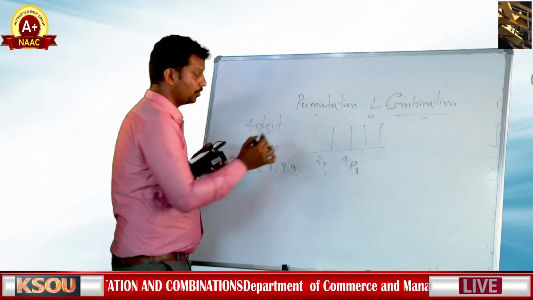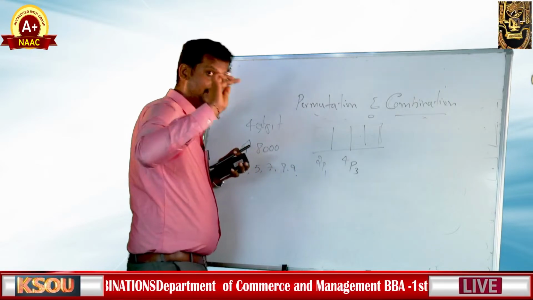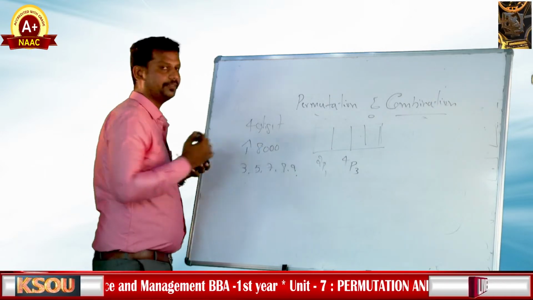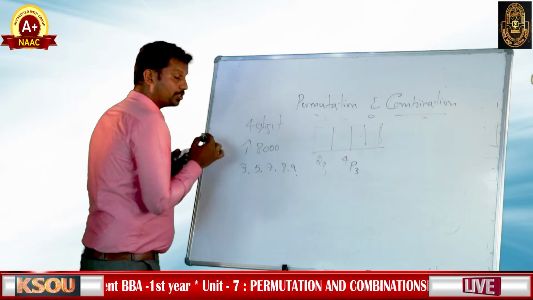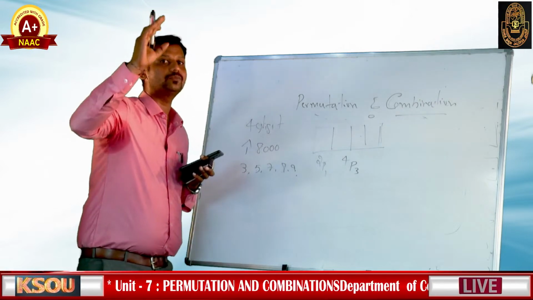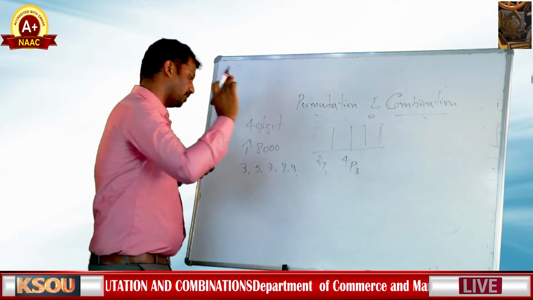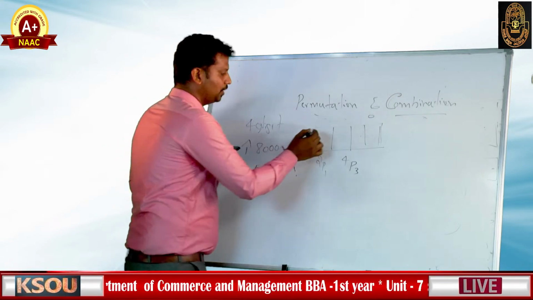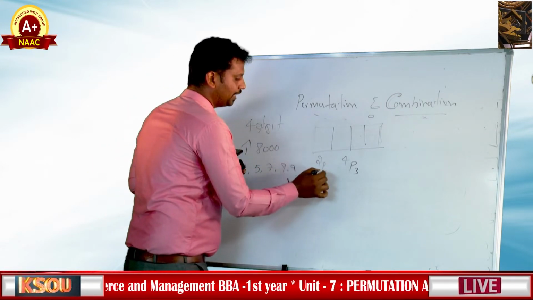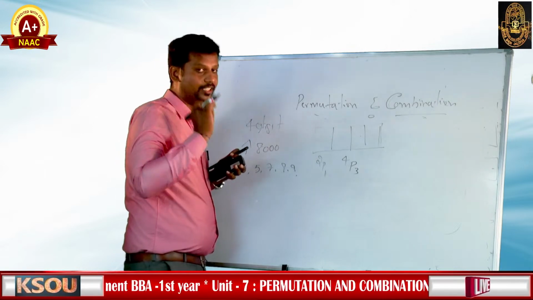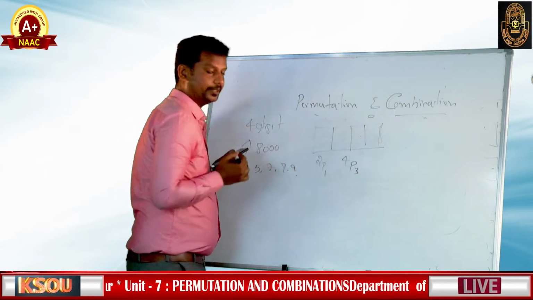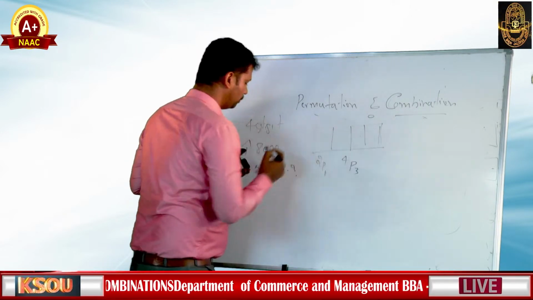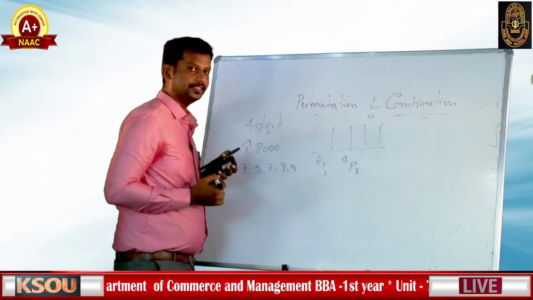I think it's very clear. So the first digit must be either 8 or 9. There is no chance for 3, 5, 7. The reason is the question says the number is more than 8,000, which means the chance is only for 8 and 9. So out of 2, that is 8 and 9, we select one number, that is 2P1. Then out of the remaining 4 digits, we select 3 digits.